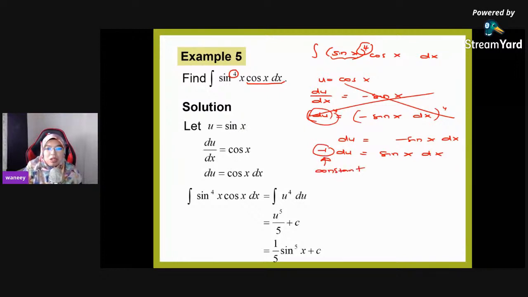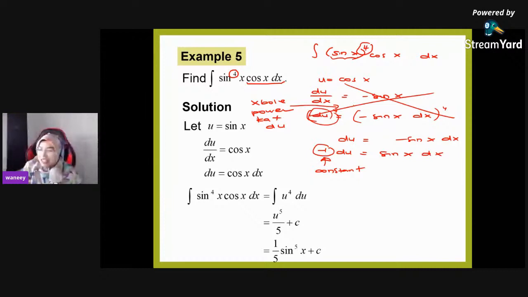Yang pasti du tak boleh power. Tak boleh power kat du. Never mind. Okay, so in du, you cannot have a power for the du because du actually represents that we're going to integrate them. So we cannot have du to the power of something. So always make sure that once you choose your u and you end up with du to the power of something, don't freak out. Tak payah macam nervous ke apa ke. Don't freak out. You have something else. So go and choose something else.